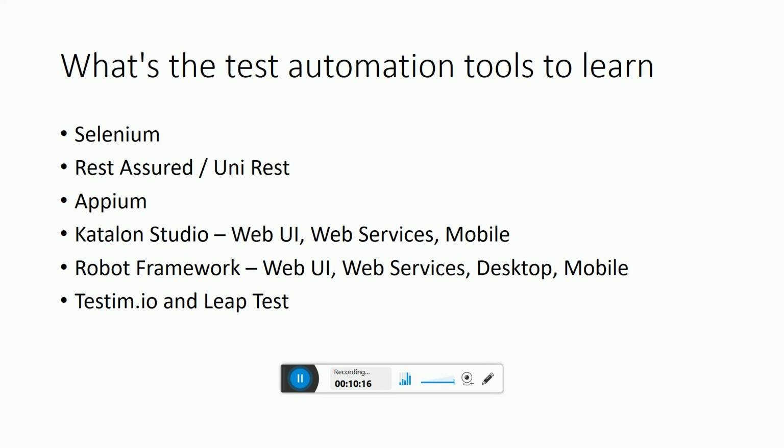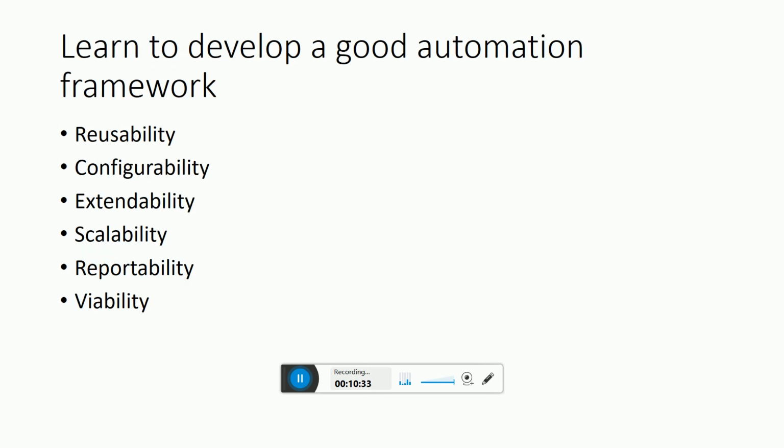Then comes another fantastic framework built on Python, but you can install it on Windows, and you can learn web UI automation, web services automation, desktop automation also, and also mobile. Then move into codeless automation tools like Testteam.io and Leap Test. These are commercial tools, but try to learn commercial tools using the trial period. The more you learn the tools, the better off you are, the more you are a full stack automation engineer.